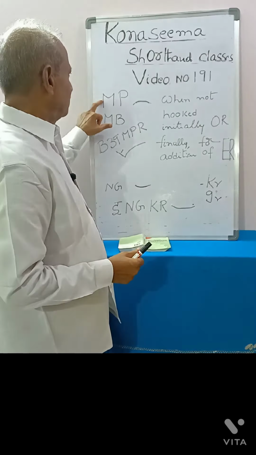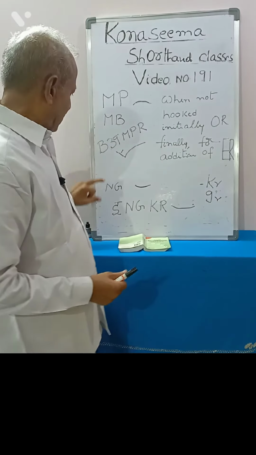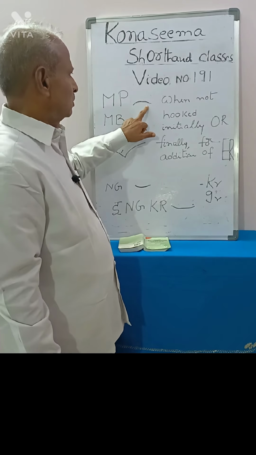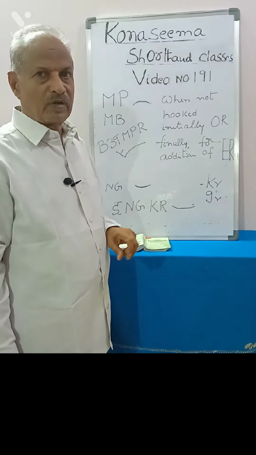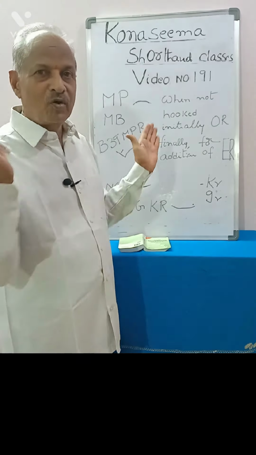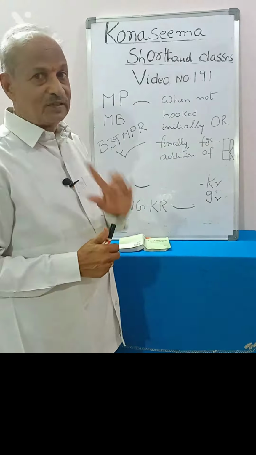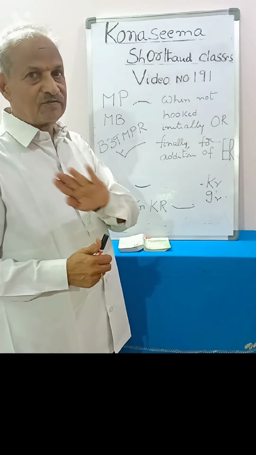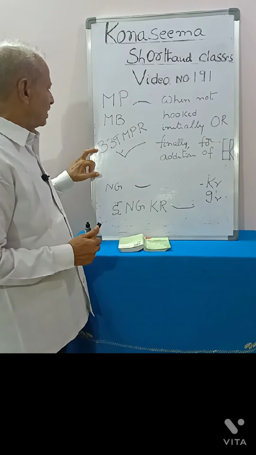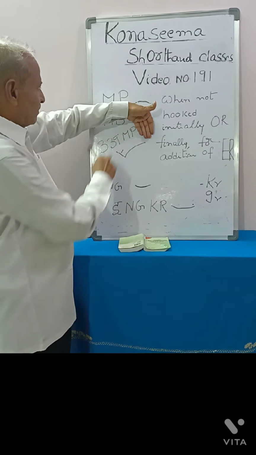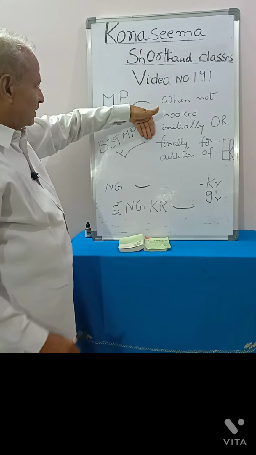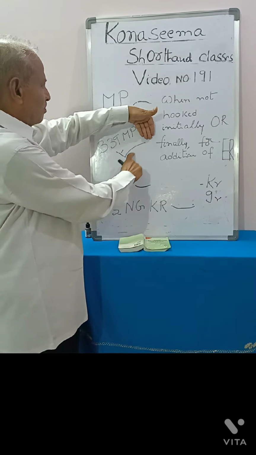Here you see imp or imb and ing. These strokes, when not hooked, initially there is no hook here, or finally, can be doubled for addition of r. If initially or finally there is no hook, this imp or imb can be doubled for r. For example, bumper, here bump is there. This imp is having no hook initially or finally. Then this imp can be doubled for bumper.